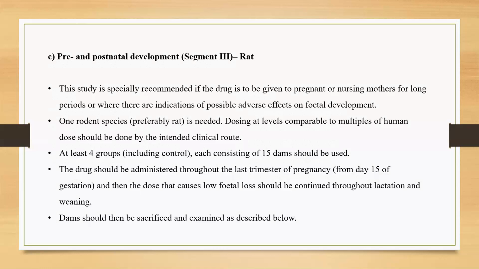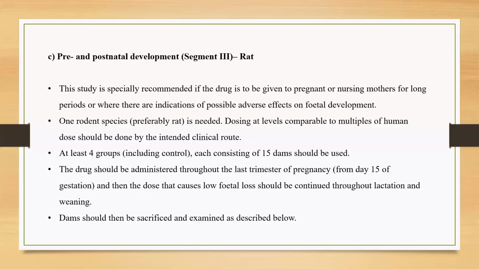Dosing at levels comparable to multiple human doses should be done by the intended route of administration. That is, whatever the effect is seen by the drug as a therapeutic effect, that route should be taken into account. At least 4 groups should be there, including the control group, and each group should contain 15 dams. That is, 15 pregnant female rats should be there in each of the 4 groups.